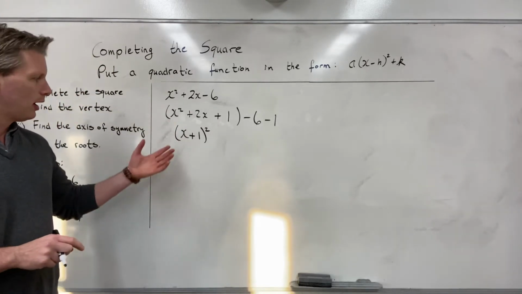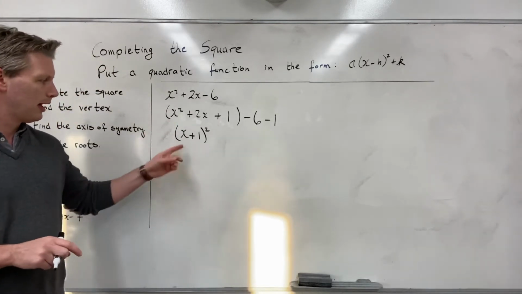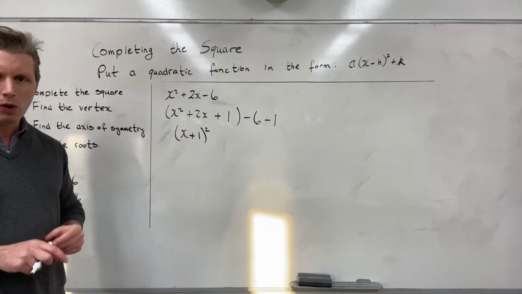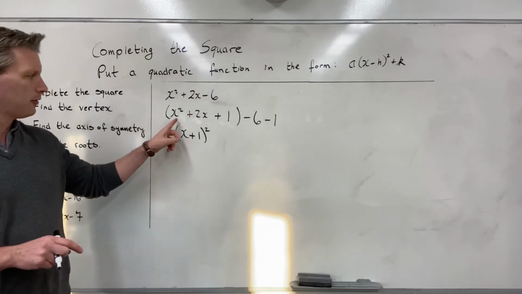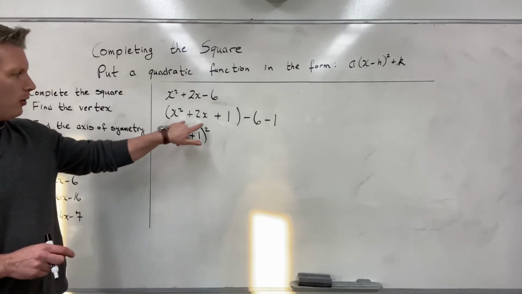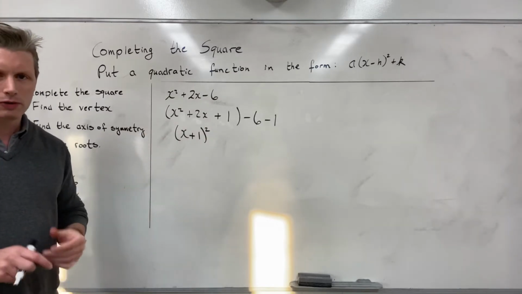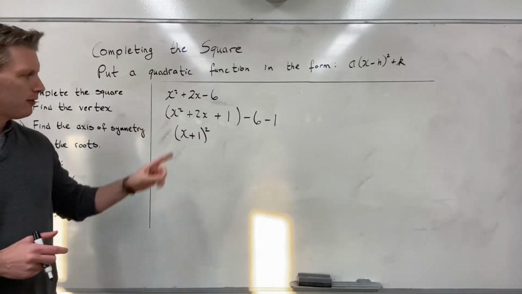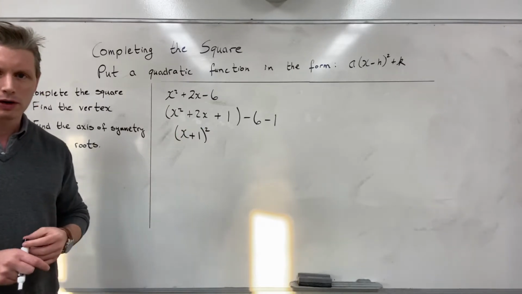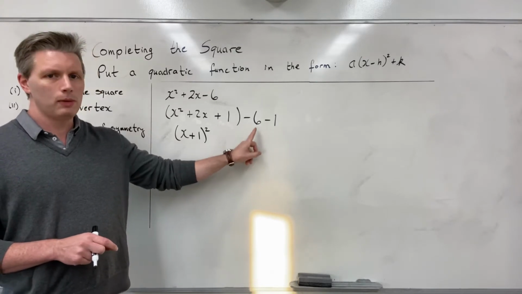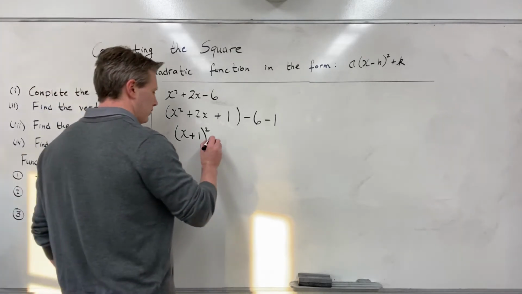You can go through the algebra of that yourself if you want. You can take x plus 1, multiply it by x plus 1, and when you FOIL it out, you get x squared plus 2x plus 1. So I have here what we call a perfect square trinomial. If you've done this correctly, you will always have a perfect square trinomial inside your parentheses. I have here minus 6 minus 1, that's minus 7.